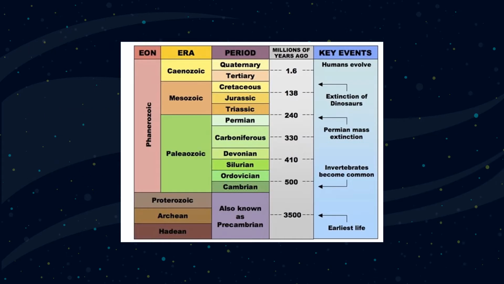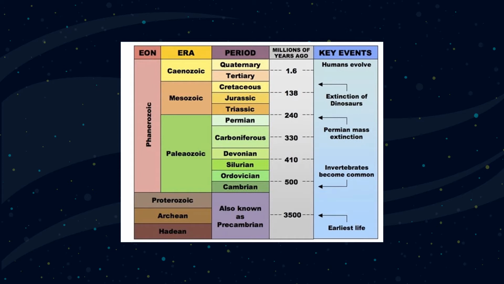The image here that you see is a visual representation of geologic time, and the early eons, which are Hadean, Archean, and Proterozoic. These are commonly referred to as the Precambrian because they precede the Cambrian period, which is in the Paleozoic. So these are the different eon, era, and period.